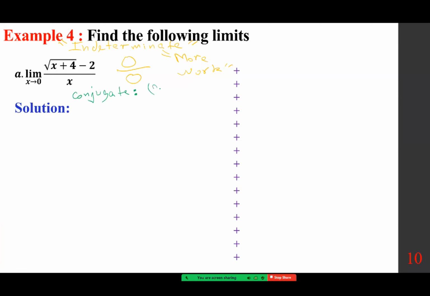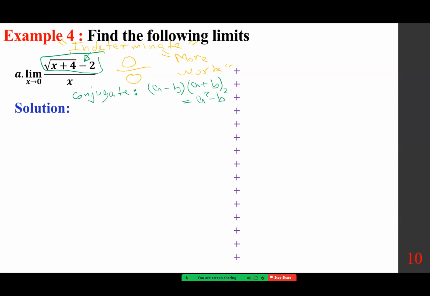What is the conjugate of A minus B? It's A plus B. What is their product? A squared minus B squared. Therefore, you want the conjugate of the numerator because it has a square root. And the conjugate of that, you change the negative to positive.